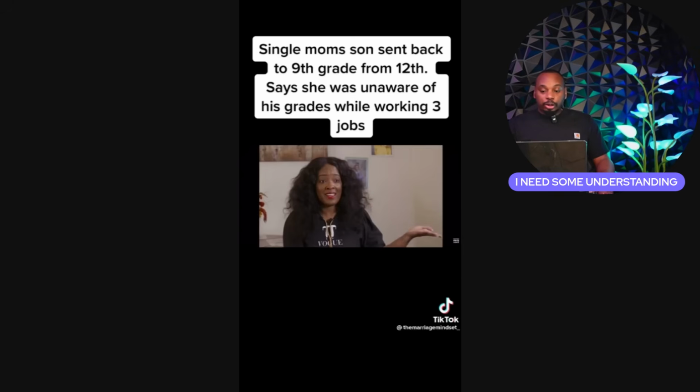I hate to say it, but you might as well go ahead and get the prison cell ready because literally he's on a direct path to the school to prison pipeline. Kid, like, he didn't deserve that. Where are the mentors? Where is the help? Ma'am, where is his father? Where is his father? That's what you should be saying.